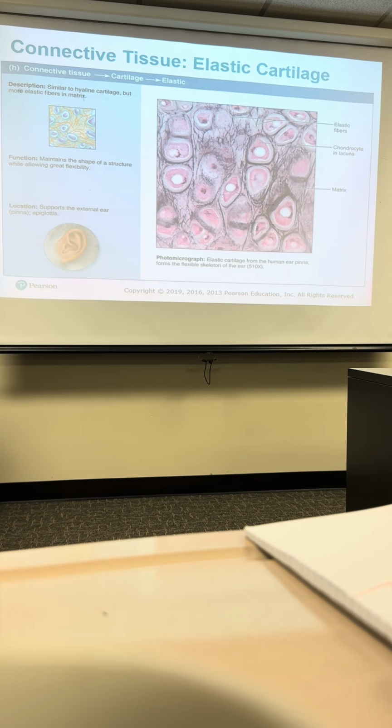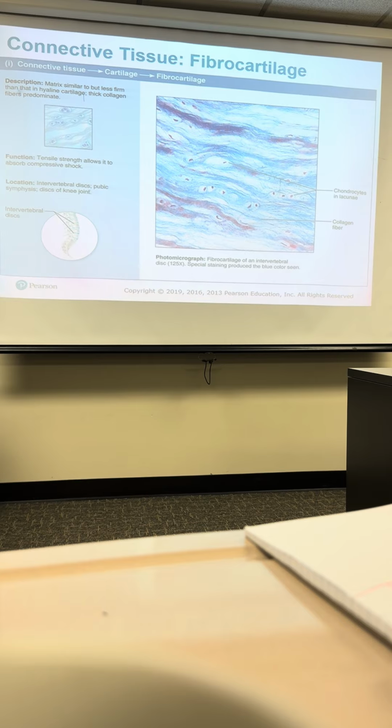So the next one, if they have elastic fiber, what is the color one more time? Dark purple. If you see dark purple, that is the elastic fiber. You have your chondrocyte inside the lacuna, and these are the matrix. This one is called the elastic cartilage. Where do you find it? Your external ear and the epiglottis.